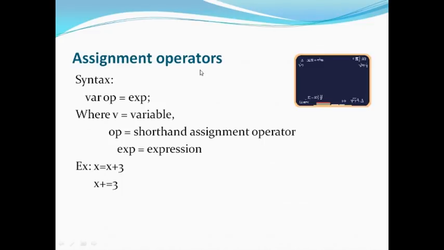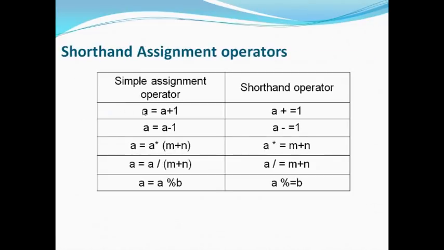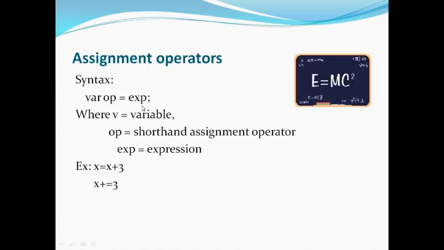Next comes assignment operators. There is one assignment operator, equal to. The syntax is variable operator equal to expression, where this is a variable, this is a shorthand assignment operator, and this is the expression. One example is the expression x is equal to x plus 3. Instead of writing x is equal to x plus 3, we can write it as x plus equal to 3.